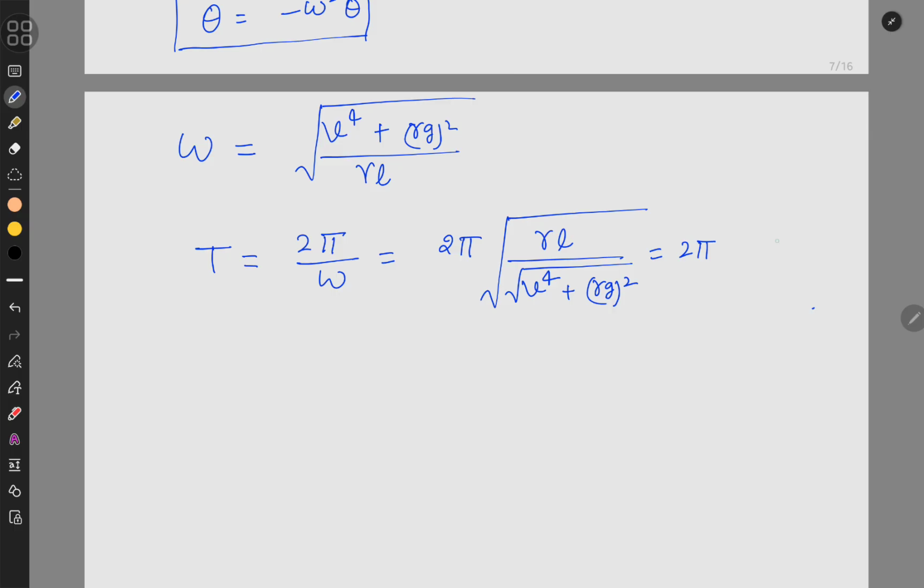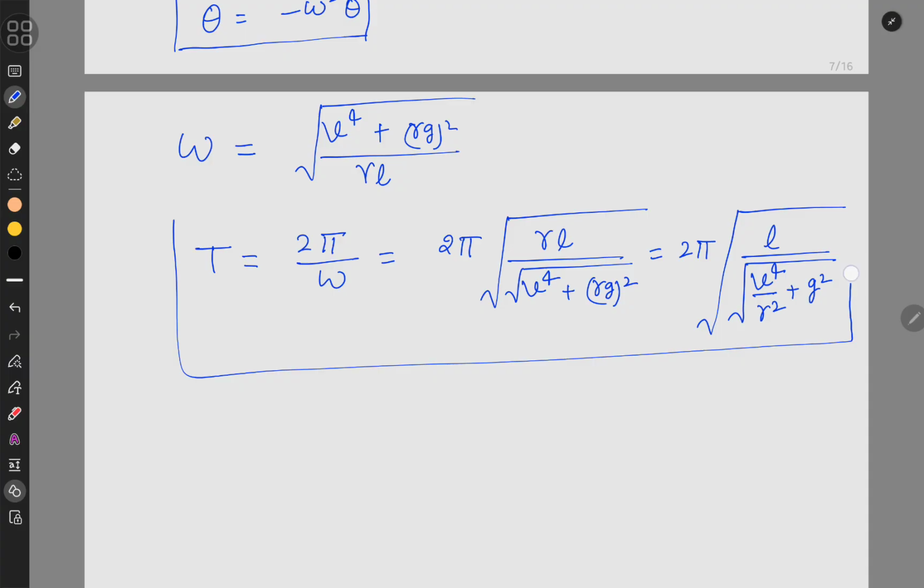So in this form, I will bring this R in the denominator, so it will be the square root of v to the power 4 by R squared plus g squared, and this is the required expression for the time period in such a condition of the bob.